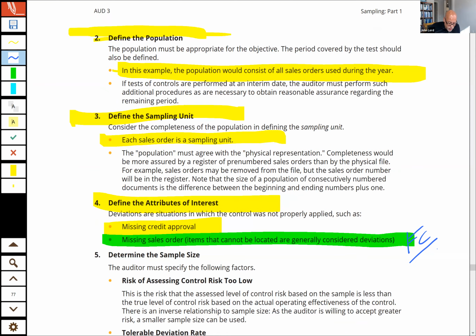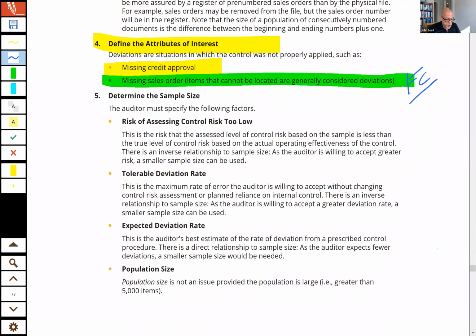Okay, good. Then we are going to determine the sample size. Now we're going to actually use a numeric example to see how these different factors affect sample size in a minute. But right now, I'm going to need you to flashcard how these different factors affect sample size. And so let's just take a look at them, starting with the risk of assessing control risk too low.